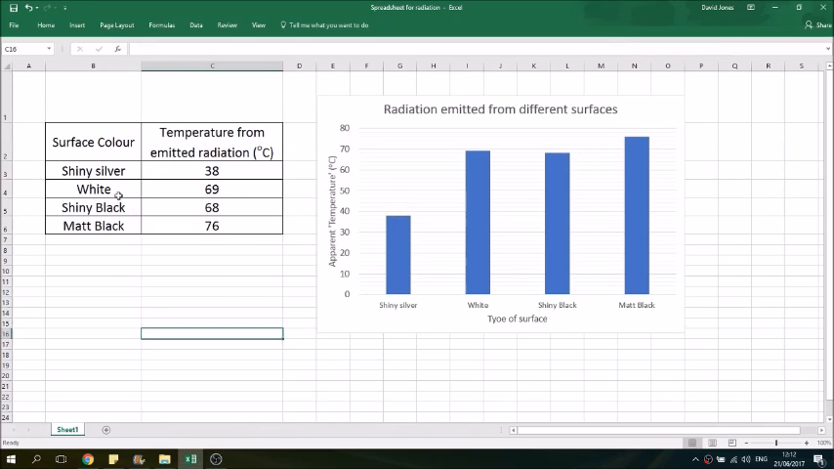Okay, here's our data from the different surface colours. You can see that the shiny silver one is giving off much less radiation than the white and the shiny black, which are similar, and the matte black one is comfortably the highest. So what we should learn from this is that the two things that will affect the amount of radiation given off here are whether it's matte or shiny, and a matte surface will emit more radiation, and whether it's black or silver, and a black surface will emit more radiation.